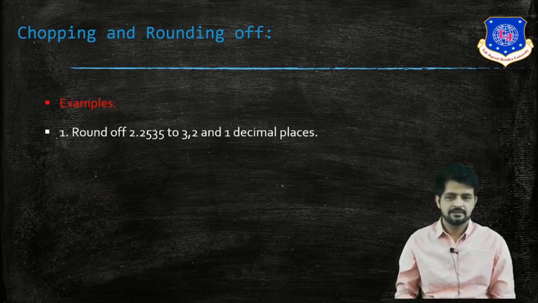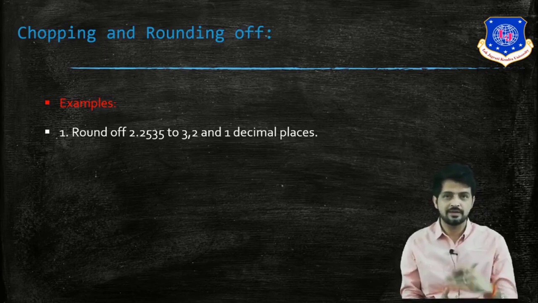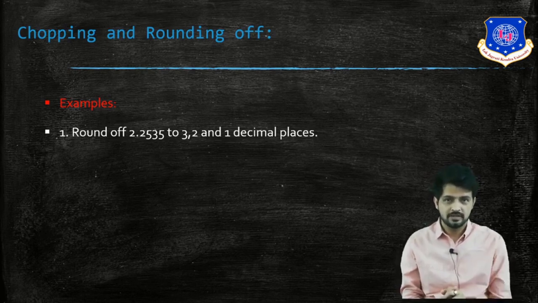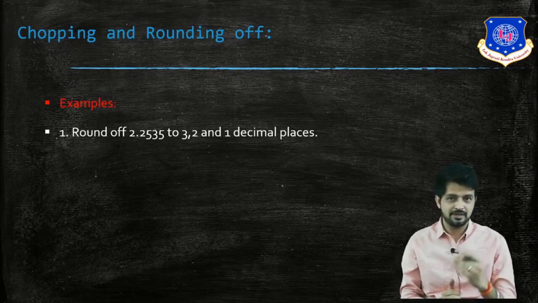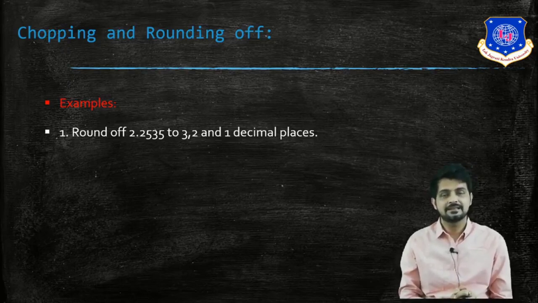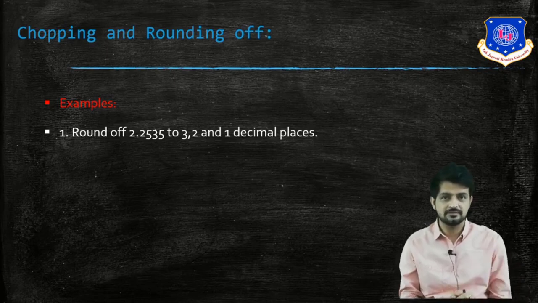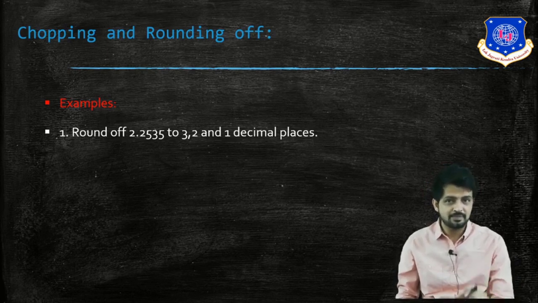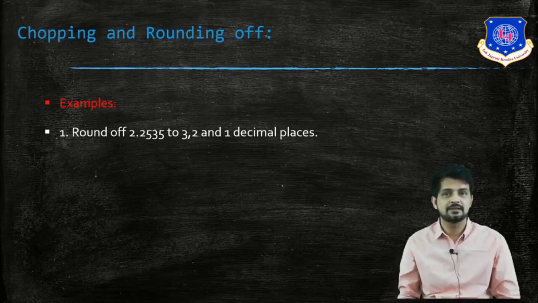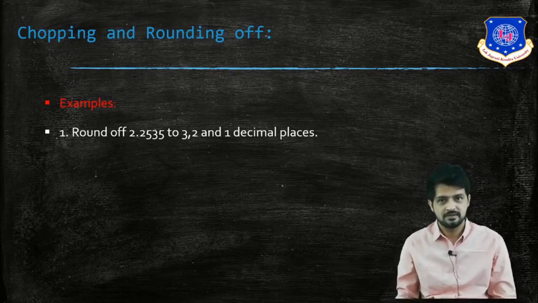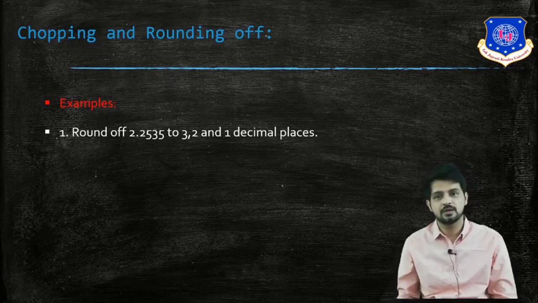Okay, see, in the last lecture we have studied the meaning of rounding off. Rounding off can be done in two ways, rounding up and rounding down. What is the meaning of rounding down? Rounding down is used when the n plus 1th digit is less than 5, and rounding up is used when the n plus 1th digit is greater than 5. And if the n plus 1th digit is exactly equal to 5, then we have to replace the nth digit by the nearest even decimal number. So on the basis of that, we are going to study one numerical.